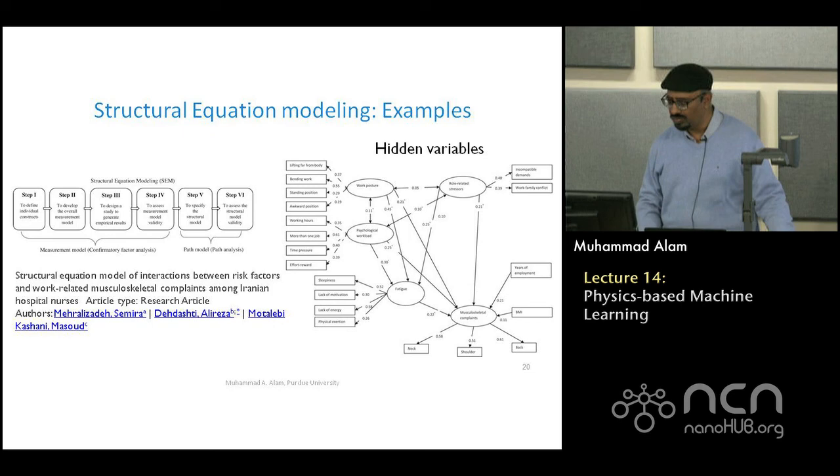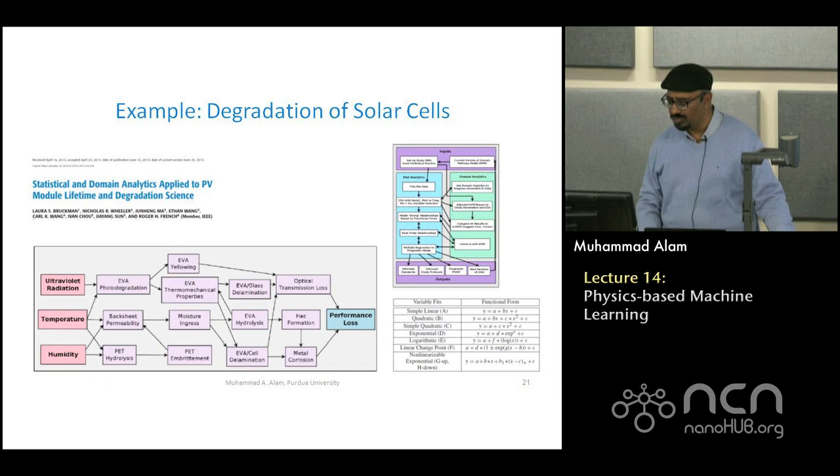Here is another example. The other example is, for example, solar cells. The reliability of solar cells is a big deal because once you have bought it, it's like free energy. And if it lives for 25 years versus if it lives for 40 years, then you get more energy out, and that's good.